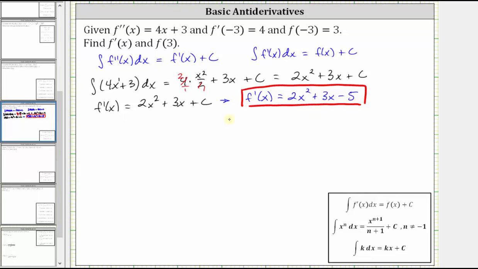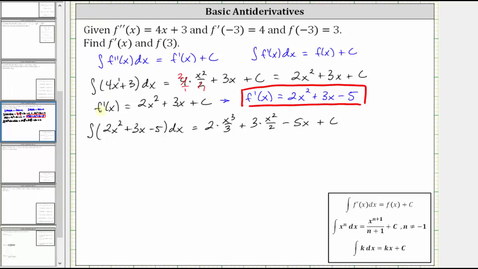And now that we have the first derivative, we can begin recovering the original function by integrating the first derivative. So we have the integral of 2x squared plus 3x minus 5, which is equal to the integral of 2x squared, which is 2 times x to the third divided by 3, plus the integral of 3x, which is 3 times x squared divided by 2, minus the integral of 5, which is 5x, and then plus c.